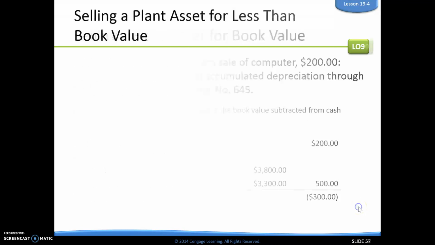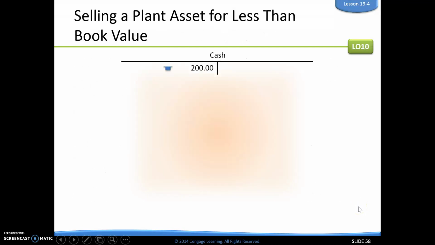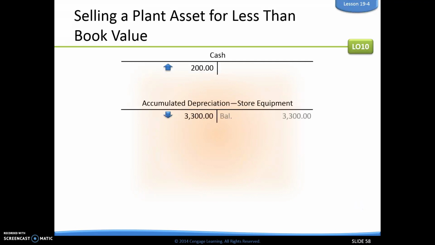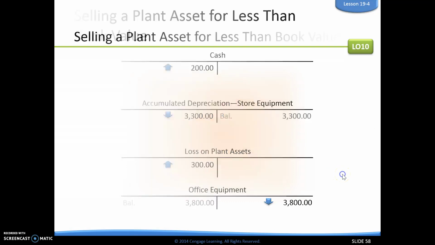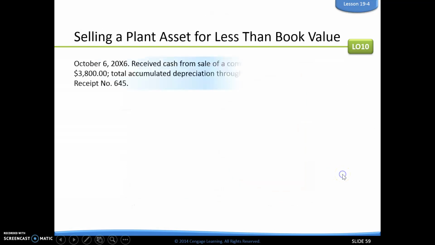That has to be recorded, otherwise our debits won't equal our credits. When we look at this in T accounts, we have a debit to cash of 200, a debit to accumulated depreciation of 3,300, and a debit of the loss on plant assets of 300 because our total office equipment was actually $3,800. Remember, this loss on plant assets is actually an expense. Even though it doesn't say expense here, it technically falls under other expenses. Now that our debits equal our credits, we can go ahead and journalize that.